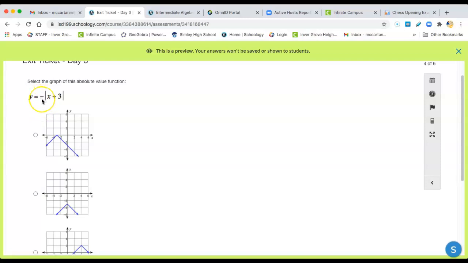Guys, that negative on the outside means it's upside down. All right, again, now plus 3 on the inside means it moves to the left 3. Moves to the left 3, upside down. The first one right there.